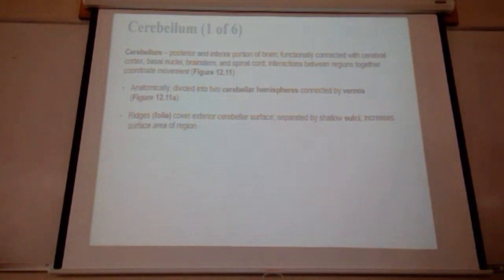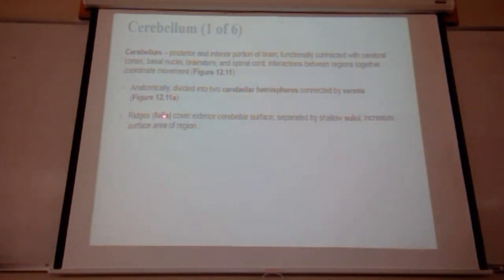The cerebellum is the posterior and inferior portion of the brain. It's functionally connected with the cerebral cortex, the basal nuclei, the brainstem, and the spinal cord. The interactions between these regions together coordinate movement. Anatomically, it is divided into the two cerebellar hemispheres, which are connected by a structure called the vermis.